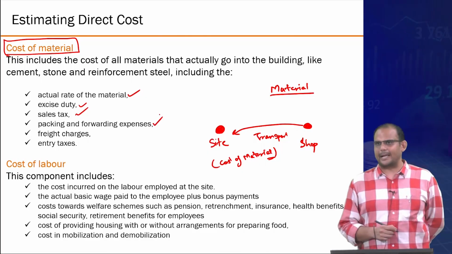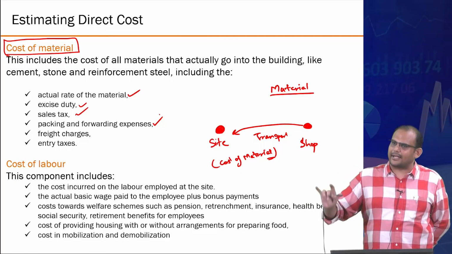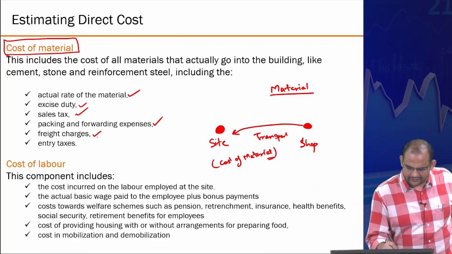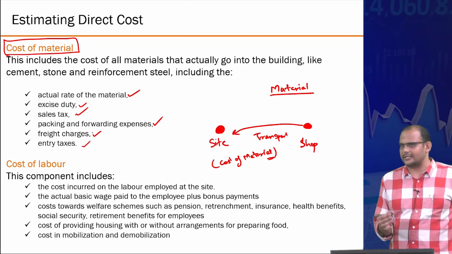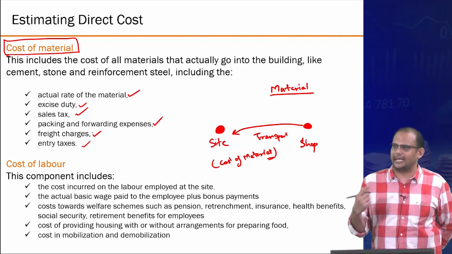Packaging of the material. If you need to pay, do you count it as a separate packaging cost or do you count it as a material cost? Freight charges, entry taxes, all these things are typically included directly in the material price for per unit calculations.